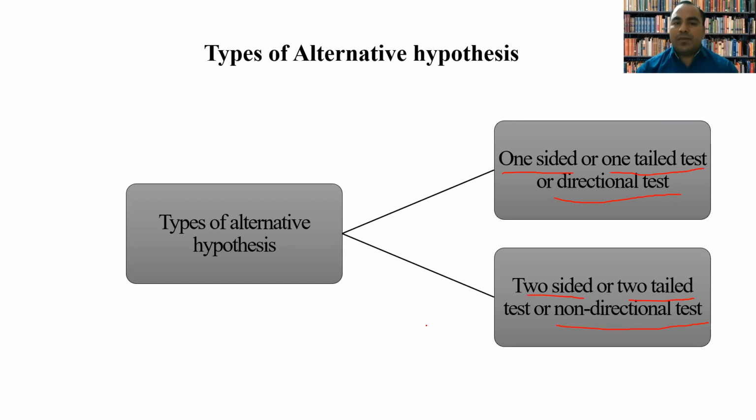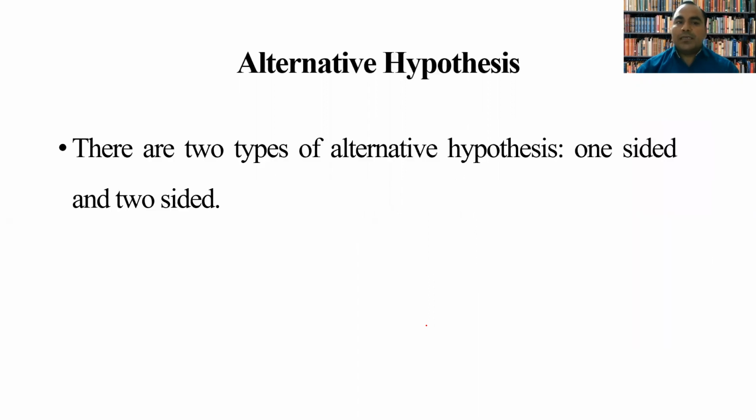With the help of the example, we will discuss what is a one-sided test, one-tailed test, or directional test, and two-sided, or two-tailed, or non-directional. See the example. As we know, there are two types of alternative hypothesis. The first one is known as one-sided test or one-tailed test or directional test. And the second type is known as two-sided test or two-tailed test or non-directional test.